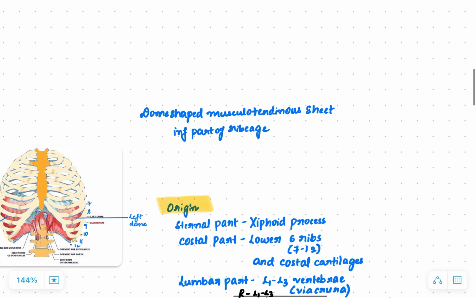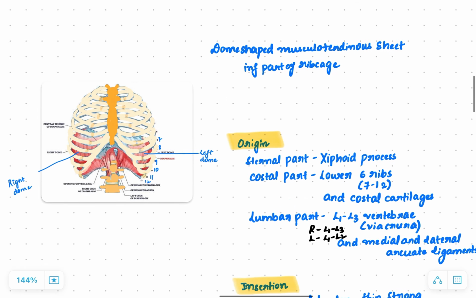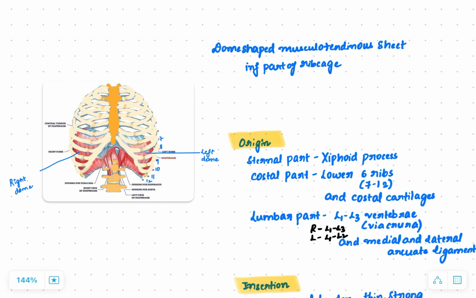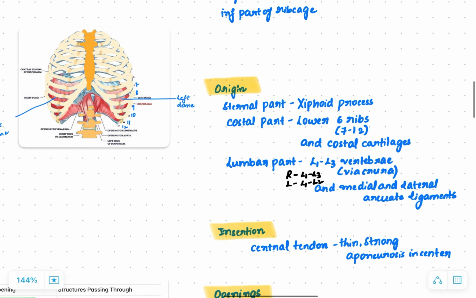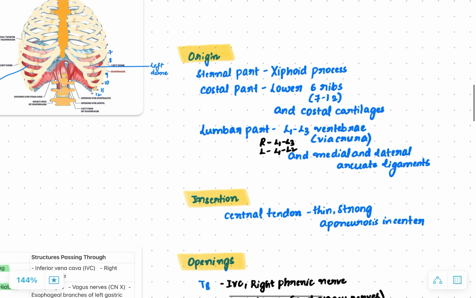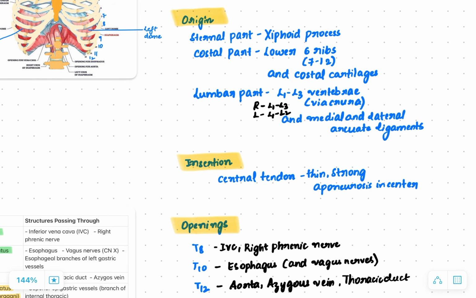Coming to the thoracic diaphragm, it is a dome-shaped musculotendinous sheath present in the inferior part of the rib cage. It has two domes, the right dome and the left dome. Its origin is from three parts: the sternal part is from the xiphoid process, the costal part is from the lower 6 ribs, that is the 7th to 12th rib, and also its costal cartilages. Next, the lumbar part is from the L1 to L3 vertebrae via the crura. Right side is from L1 to L3, left side is from L1 to L2, and the medial and the lateral arcuate ligaments. Insertion is at the central tendon, which is a thin, strong aponeurosis in the center.